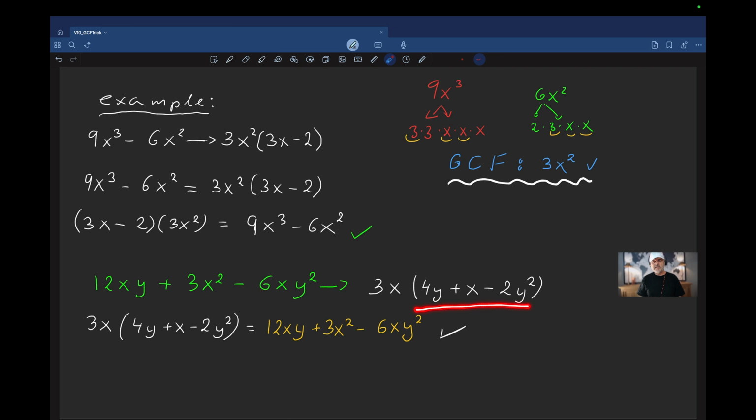And how do you get the leftovers? You divide each by 3x, right? So you divide the first term by 3x and you get 4y. You divide the next by 3x, you get x, and you divide the last by 3x, so you get negative 2y squared. And again, once you have it, you proceed to verification. It doesn't take you long. You multiply it nicely by using the law of distribution and then simplify. Bingo, you compare with the original question and you are so happy and you know it is right. So this is all there is to greatest common factor.